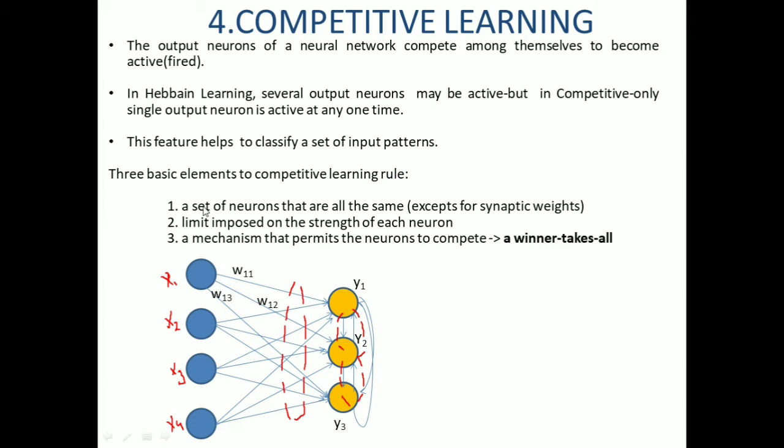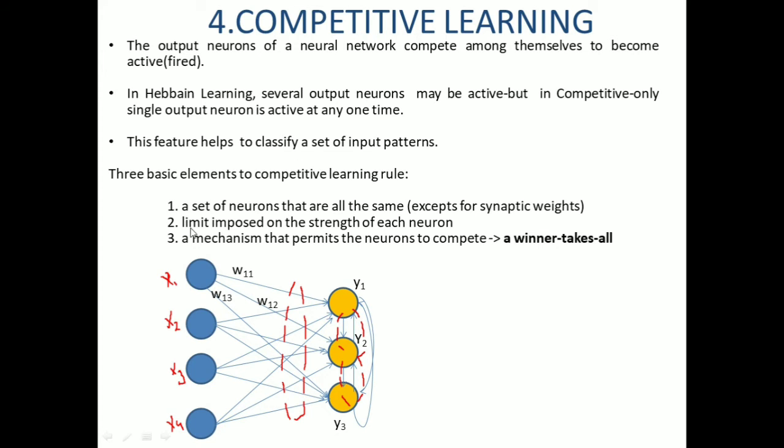The first element is a set of neurons that are all the same except for synaptic weights. It means all the neurons are structurally similar. The only difference is the synaptic weights: the initial synaptic weights will be different, that is, they are randomly distributed. Therefore, they respond differently to a given set of input patterns.